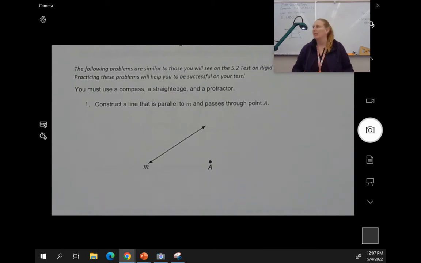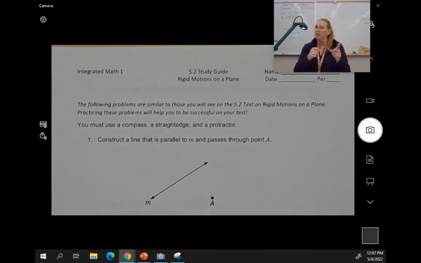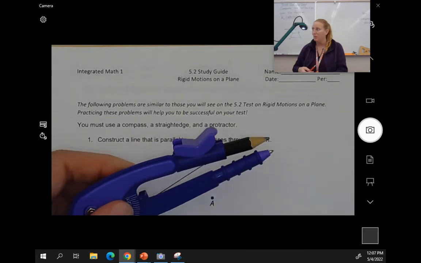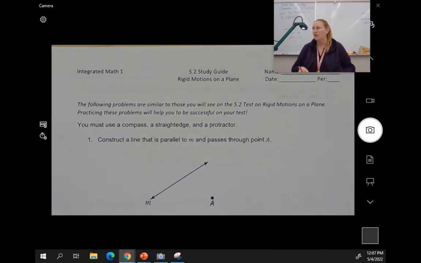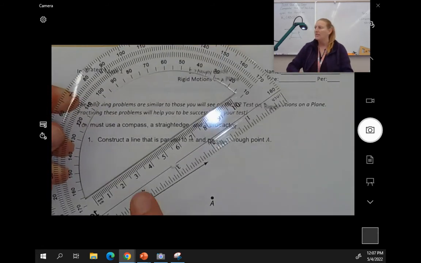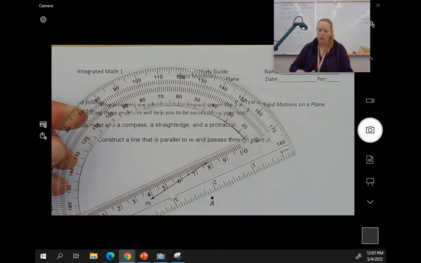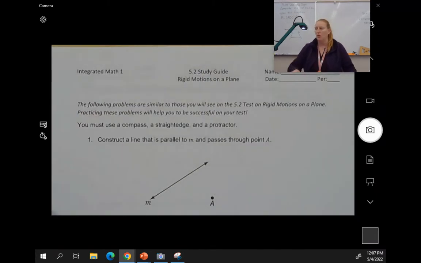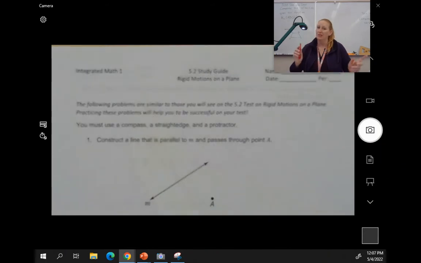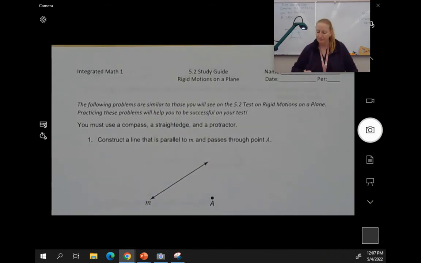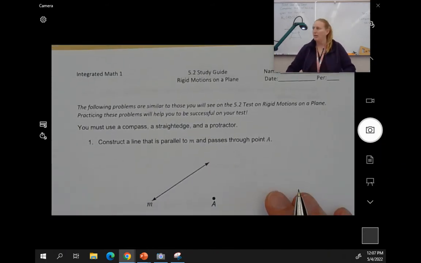So I've got my study guide here in front of me. Hopefully you've got yours in front of you as well. Keep in mind, you are also going to need a compass, right? You're going to want that. You do need a straight edge and a protractor. In this case, my straight edge is going to double for my protractor. Super convenient, really useful. And of course, please use a pencil so you can erase things and fix them as we go along. So we're going to go ahead and just jump right into this.